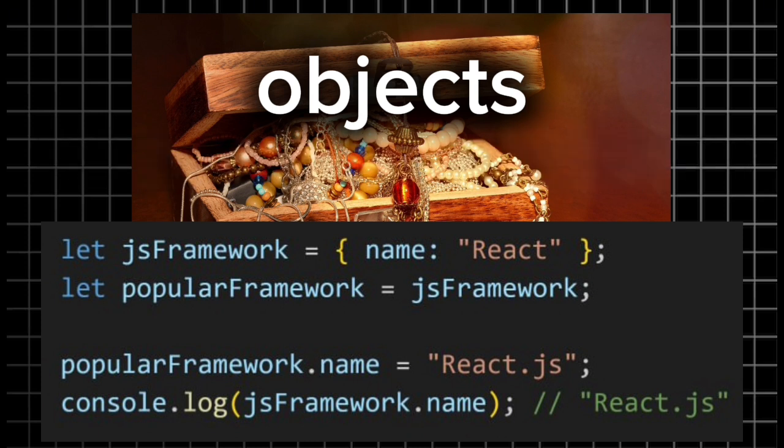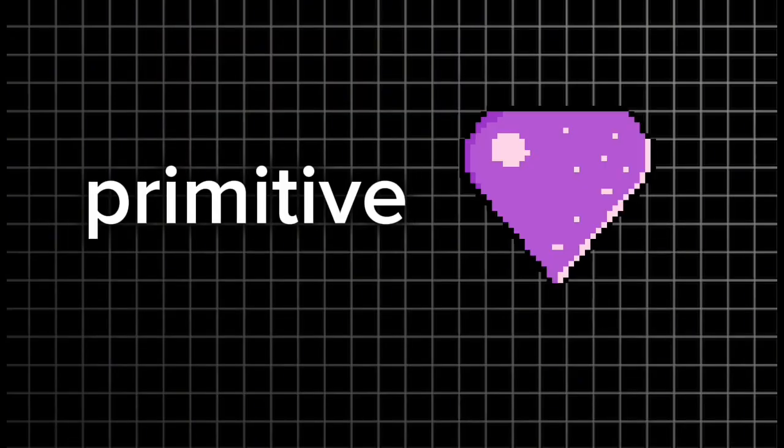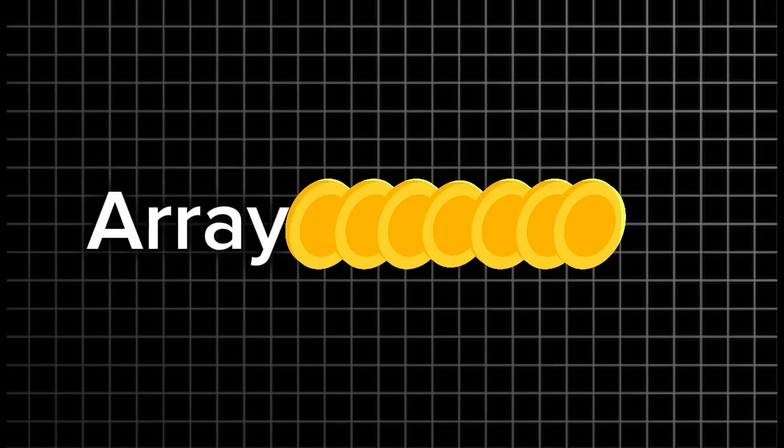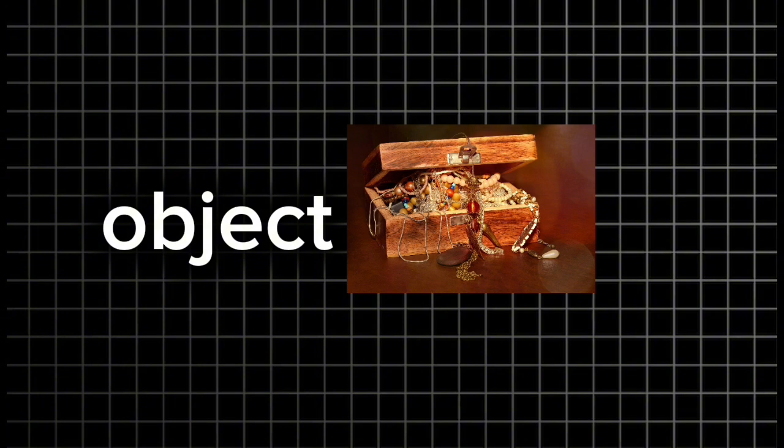Compare that to primitives like numbers or strings. Copying a number creates a separate, independent value, untouched by the original. Think of it like this. A primitive is a single gem. Take it, and it's yours alone. An array is a row of treasures. Take the shelf, but copying it might still link you to the same treasures. An object is a chest. Anyone holding the key can reach in and touch the same treasures.